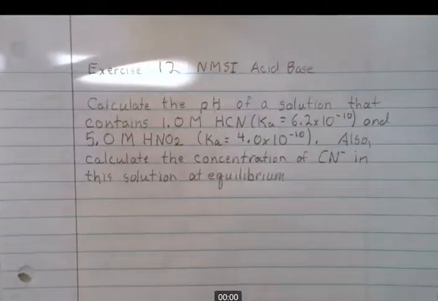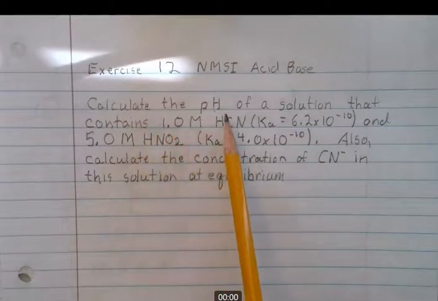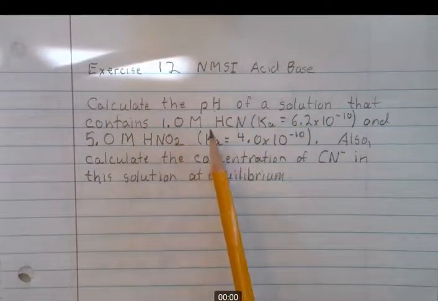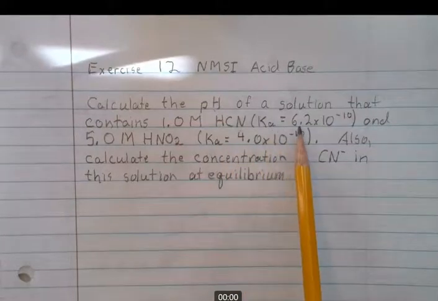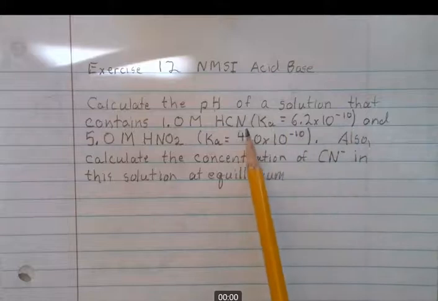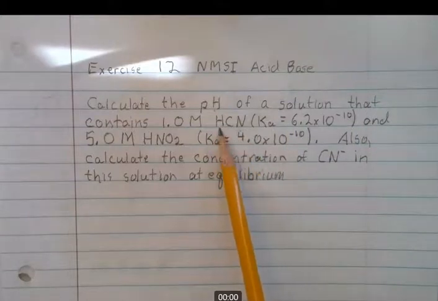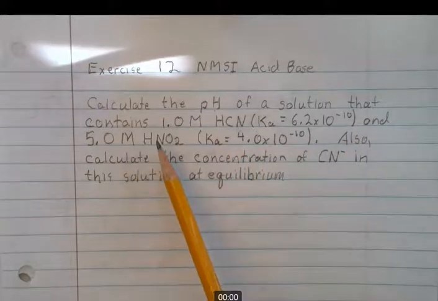Okay, we're continuing with exercise 12, and this is a challenging problem. This would be a harder AP problem. What it is, it's a mixture of two acids. So let's read this. Calculate the pH of a solution that contains 1 molar HCN, hydrocyanic acid, and it gives you a Ka value of 6.2 times 10 to the minus 10. That's a really small number. That means hardly any of this dissociates in water, a very, very small amount. And 5.0 molar of HNO2.